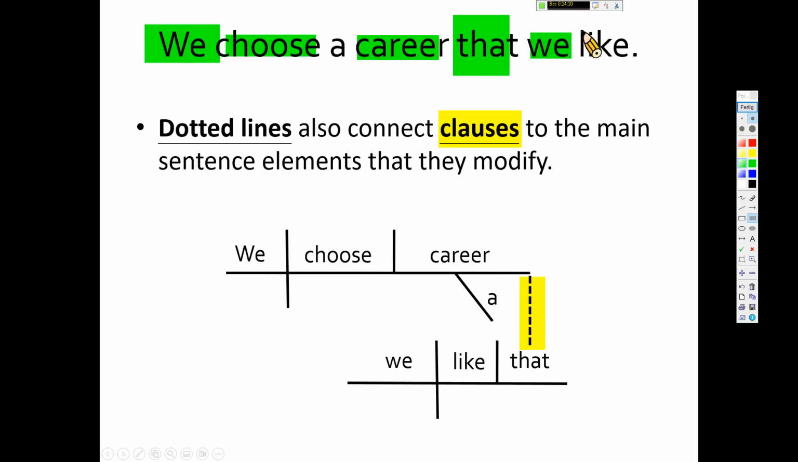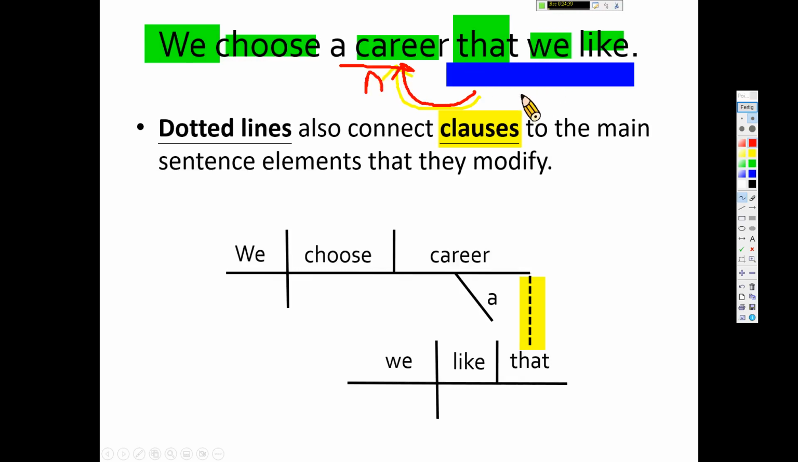That we like. If you look at this one, this clause is used to modify career, and as career is a noun, "that we like" is, of course, an adjective clause. We choose a career. What kind of career? That we like. And now this adjective clause, that actually is equal to career. It represents career.